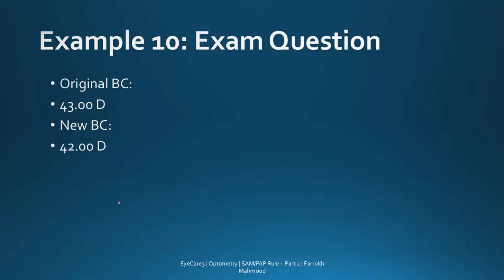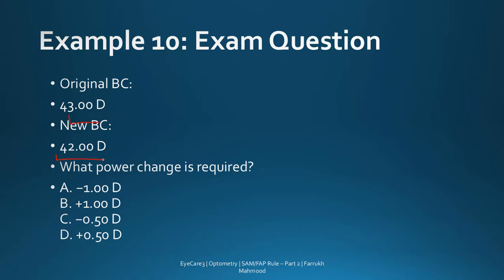Coming to example number 10, original base curve is 43 diopter, new base curve is 42 diopter. So what power change is required? Simple, you will take the difference between the two. That will be 1 diopter, and since we are moving towards the flatter side, we will add plus 1 diopter to the final contact lens power.